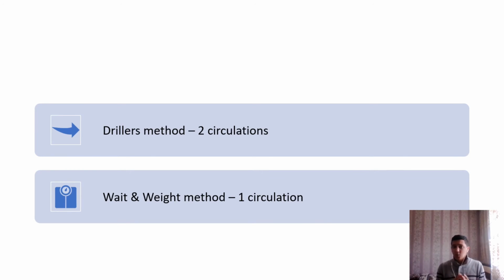In case of kick, wells need to be killed. There are two methods for killing the well. First is driller's method, and the second one is wait and weight method. In driller's method, there are two circulations, while in the second one, there is only one circulation. Let's check them in more detail.